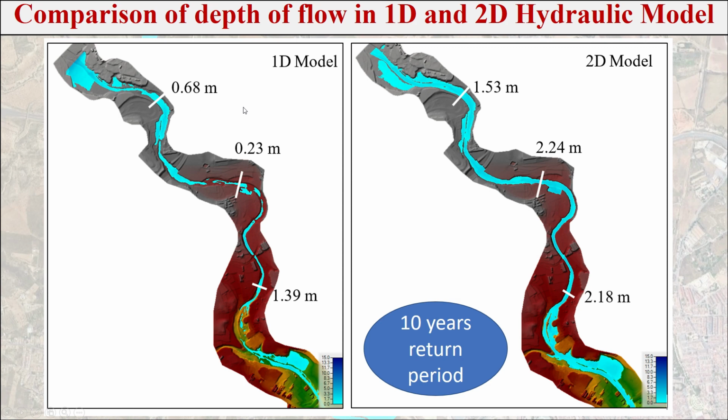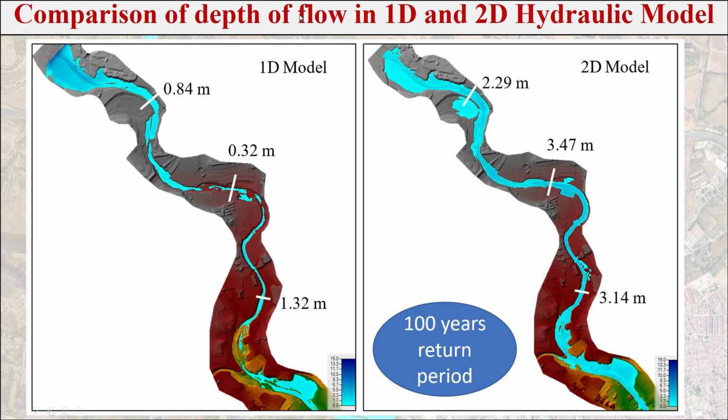First, you can see at this portion the depth of flow is 0.68 meter, but here 1.53 meter. Similarly, here 0.23 meter, here 2.24 meter. Similarly, 1.39 meter, 2.18 meter. So we can see that the depth of flow in the 1D model is less than in the 2D model.